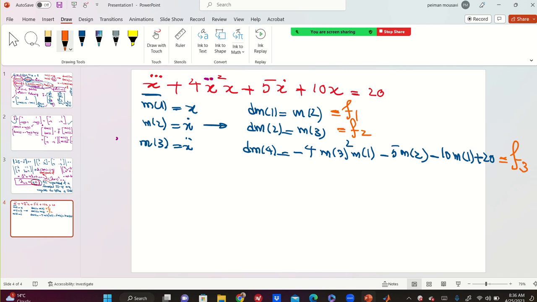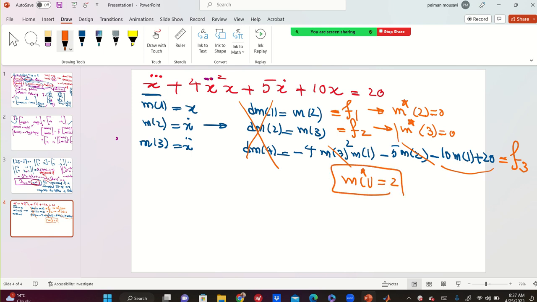First, you have to find the equilibrium point, meaning the derivative goes to 0. From here, you get the equilibrium point of M2 is 0, and the equilibrium point of M3 is 0. So this is 0, this is 0. From here, you get the equilibrium point of M1 is 2. Now I'm going to use the Jacobian matrix in MATLAB again, not by hand.